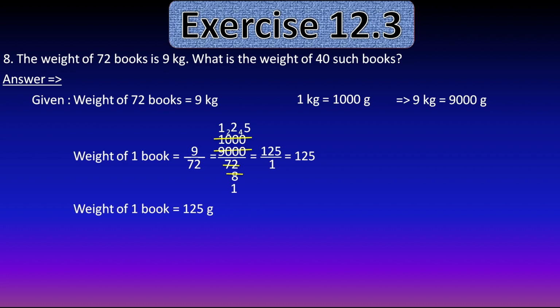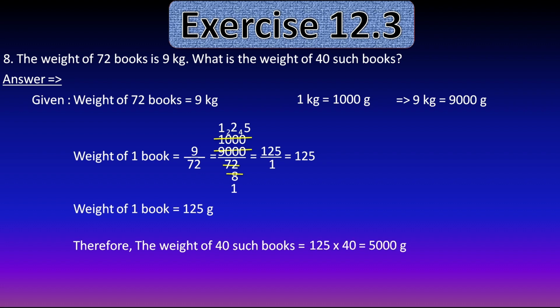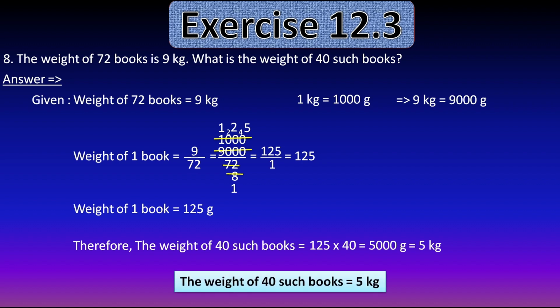Now we have to find the weight of 40 such books. So I have to multiply this 125 with 40 to get the answer, and I got the answer as 5000 gram, which can be equal to 5 kg. Therefore, the weight of 40 such books is 5 kg.